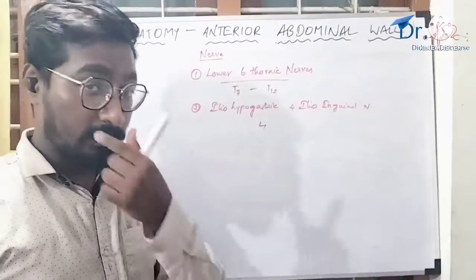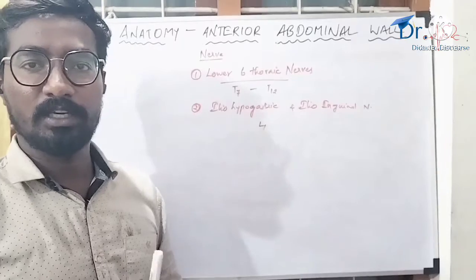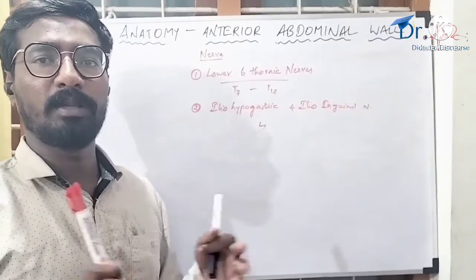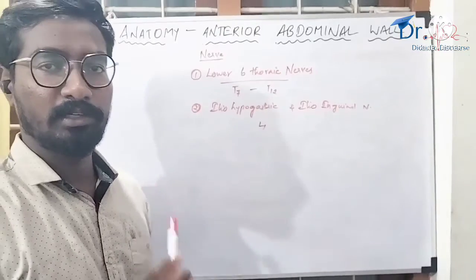So I hope you guys are clear about the anatomy of the anterior abdominal wall, its boundaries, the layers of the anterior abdominal wall, the blood vessels, the arteries, veins, and the nerve supply.